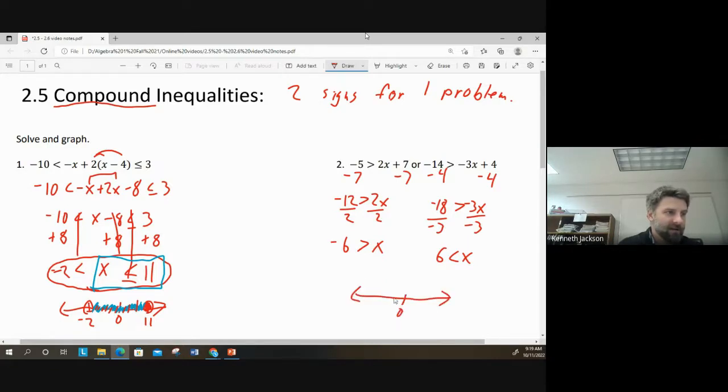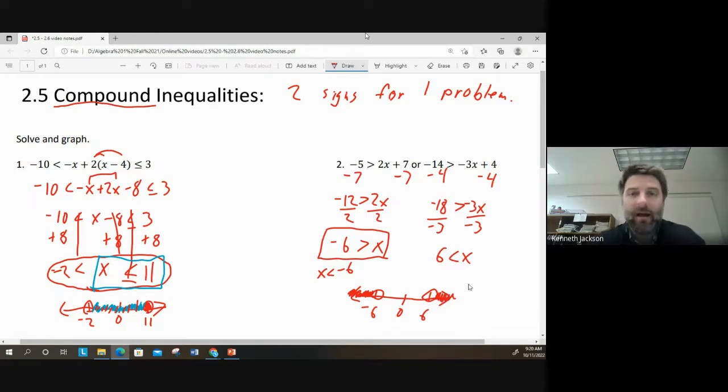So here's 0, negative 6, positive 6, open circle here, open circle here. And again, to figure out which way to shade, I just look at one of the statements. Negative 6 is greater than x. Or you could say x is less than negative 6. Both of these statements say the same thing. I shade to the left or the outside on one of them. If you shade outside on one, you shade outside on the other.